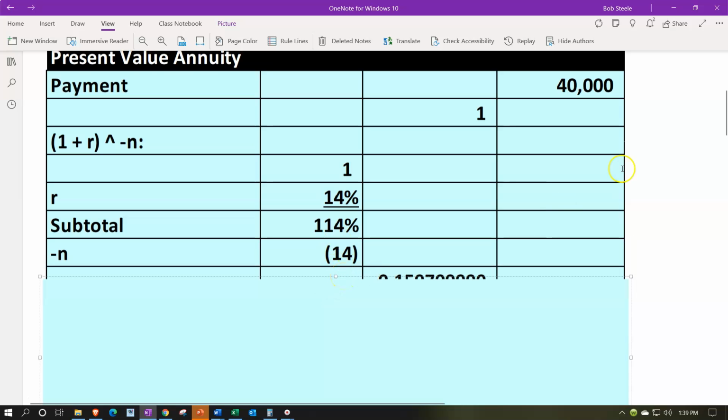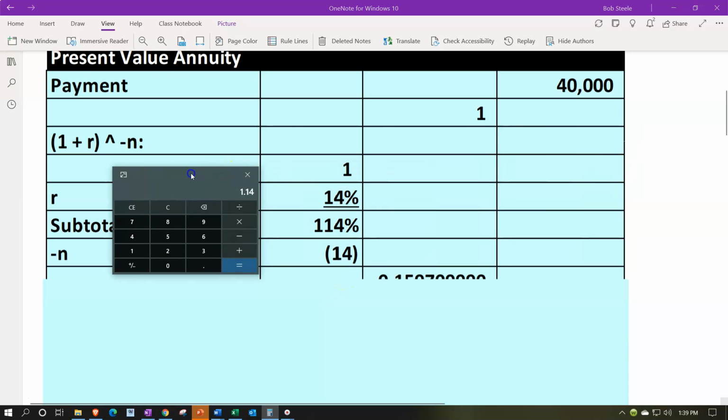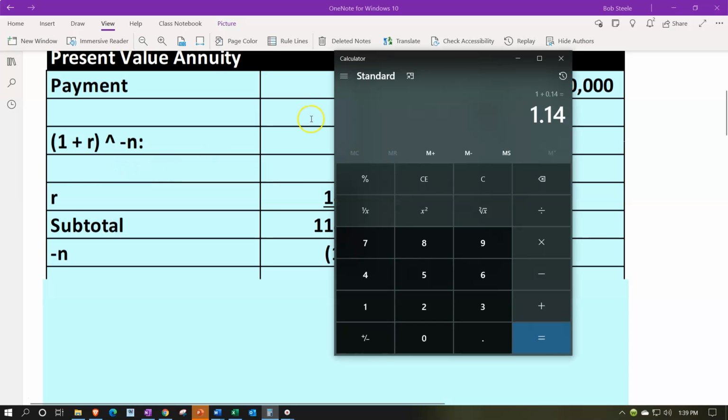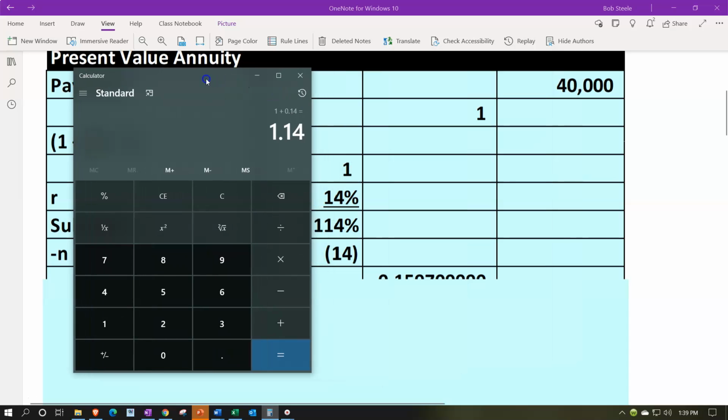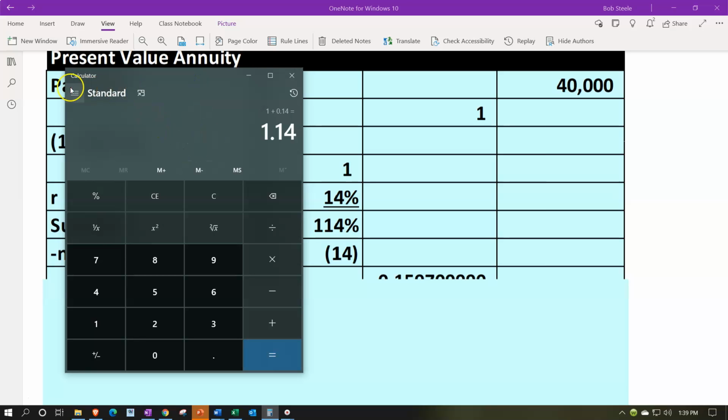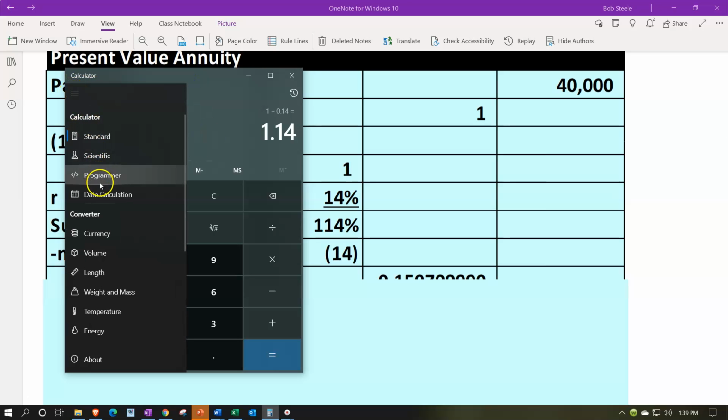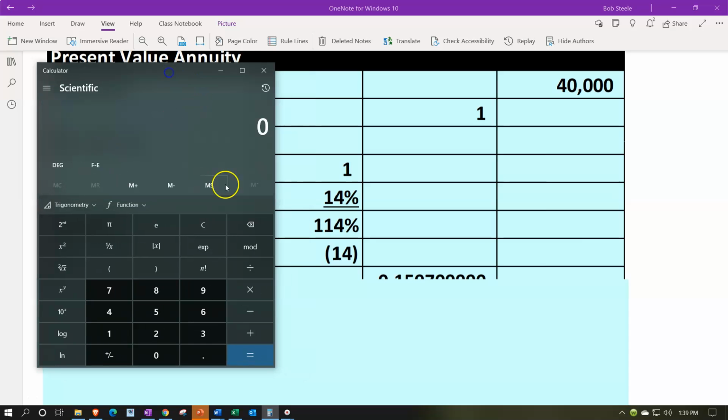And then we've got to take it to the negative N, which is 14. This is the number of periods. We've got to use a different calculator here, I believe, to be able to take it to that power. Let's change our calculator in Windows to a scientific calculator. We're going to calculate scientifically here.